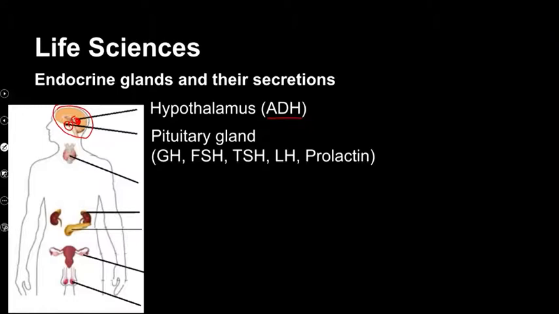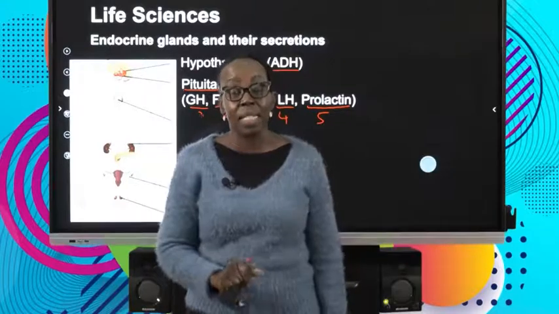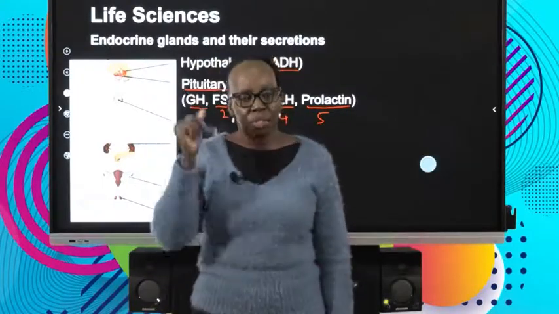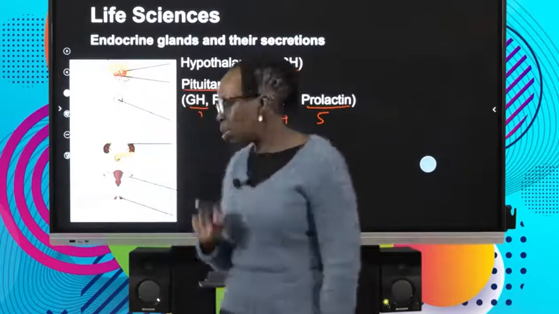And the pituitary gland, this is the pituitary gland that I was talking about, that is here at the bottom. It secretes the growth hormone, follicle stimulating hormone, thyroid stimulating hormone, luteinizing hormone, and prolactin. These are the 1, 2, 3, 4, 5 hormones that are secreted by the pituitary gland. Now, I said you start from the top, we go down. Let's move.